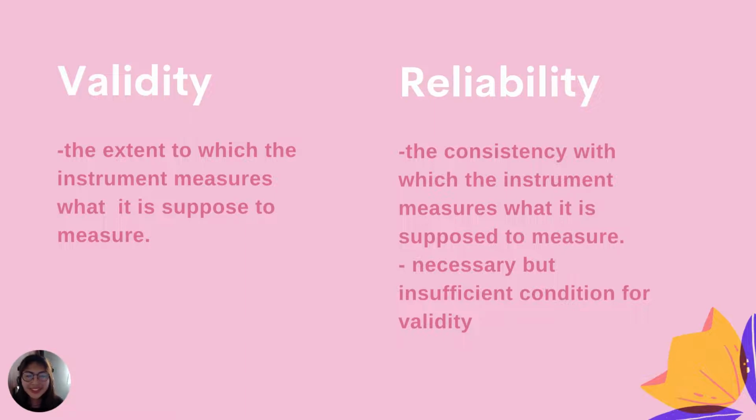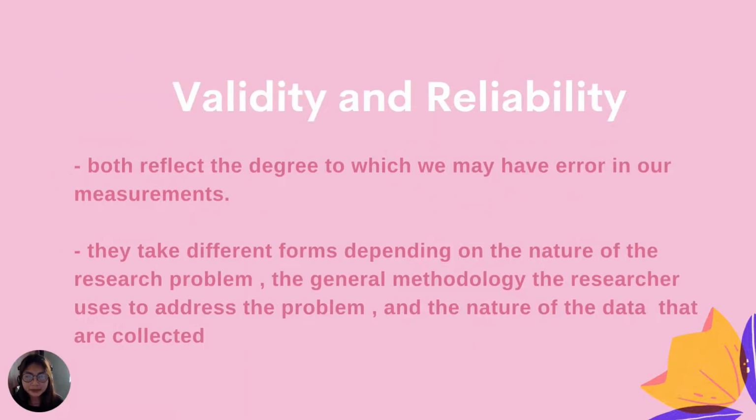Reliability is the consistency with which a measuring instrument yields a certain result when the entity being measured hasn't changed. Okay, and another one is it is a necessary but insufficient condition for validity.